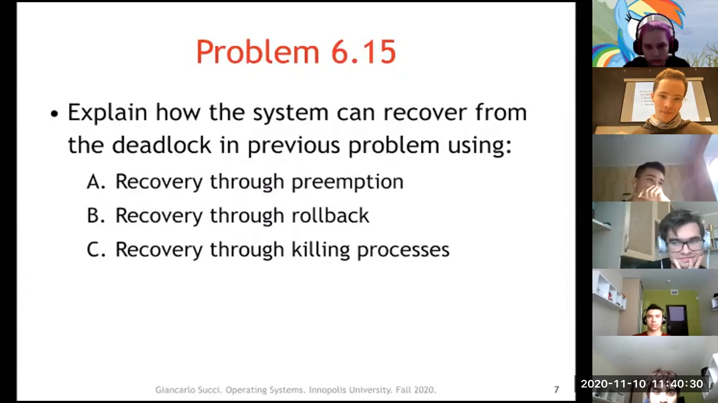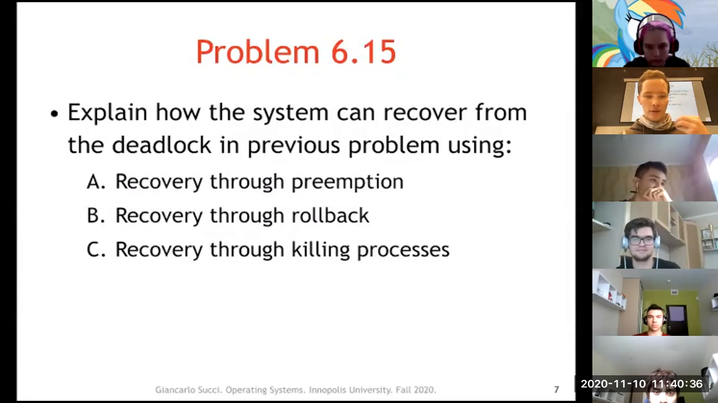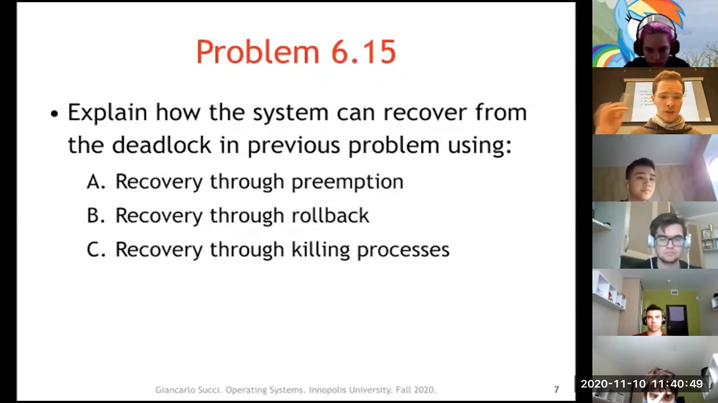Okay, so briefly, the system can recover from deadlock in previous problems using recovery through preemption, when we take a resource from a process. So we say that you go to sleep, we take your resource, and we will give it back to you. So you are not killed. The second is rollback, like in a transaction. There is a state, a snapshot, to which you can safely roll back. And killing the process: you just kill it, so all of its resources are freed.